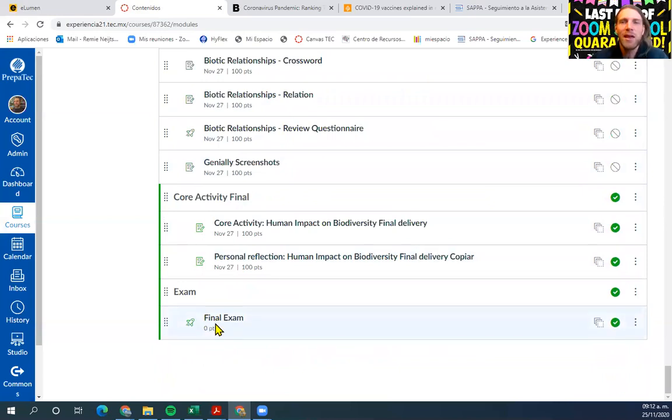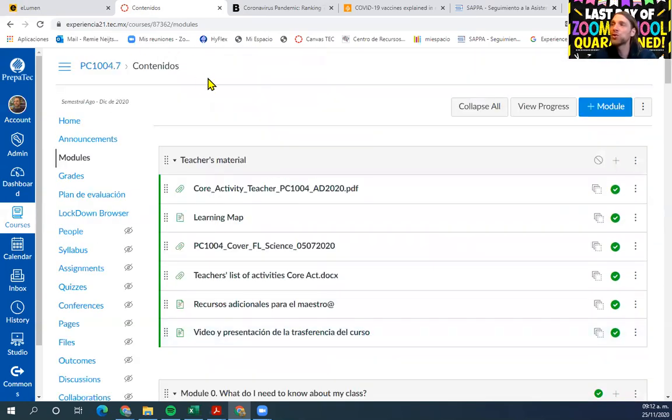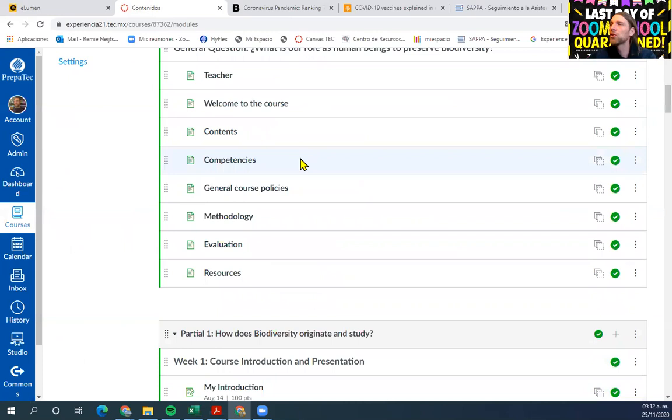It's not made yet, but you can expect of the final exam that it's basically a first partial and a second partial combined. So you will get between 100 and 150 questions, more or less. I think it will be closer to 100 than 150. And about all subjects. So what is your guide? Your guide is basically your modules contenidos page.